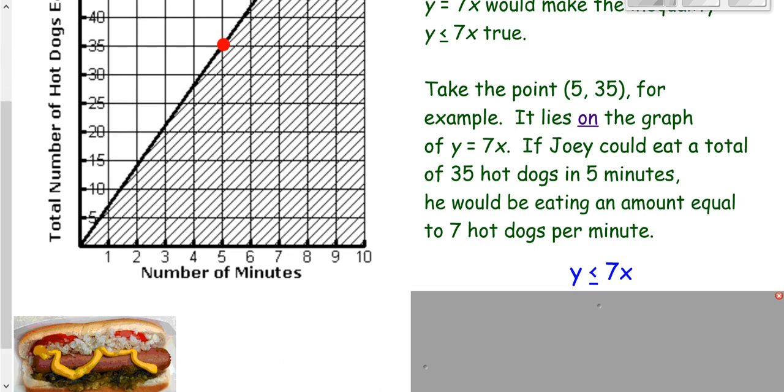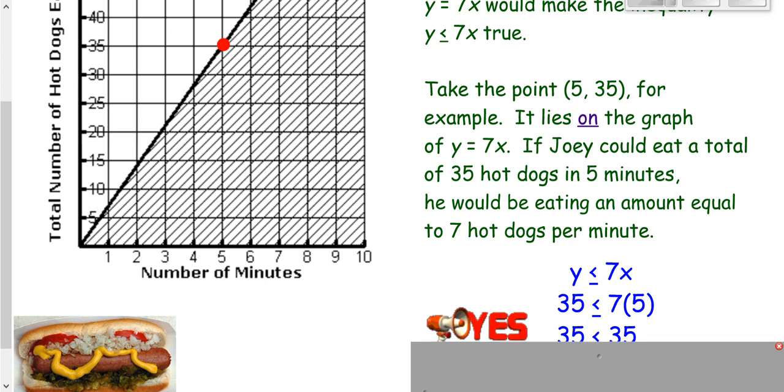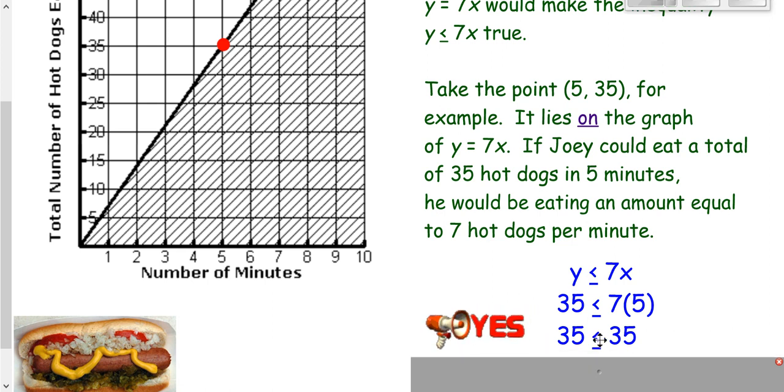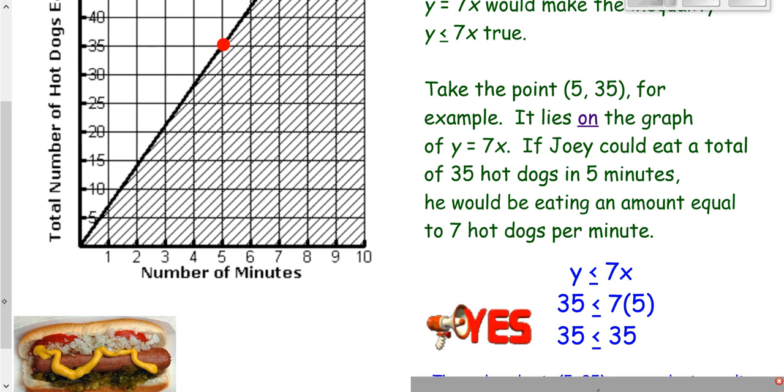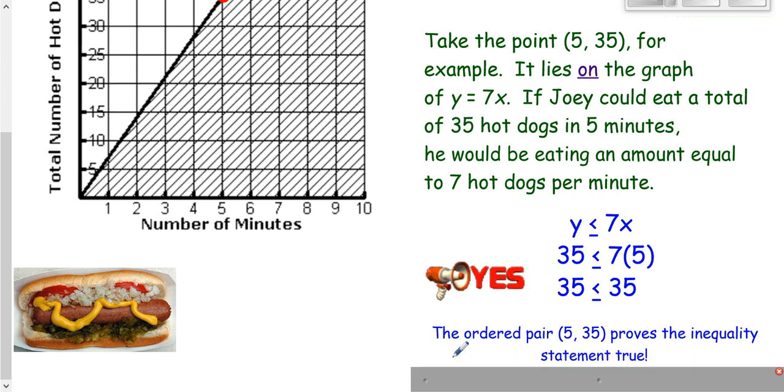So let's look at our inequality. y is less than or equal to 7x. I'm going to plug in my 5 minutes, my 35 hot dogs, and I get 35 is less than or equal to 35. That's a true statement because 35 is equal to 35. So this proves that the ordered pair (5, 35) makes the inequality statement true.